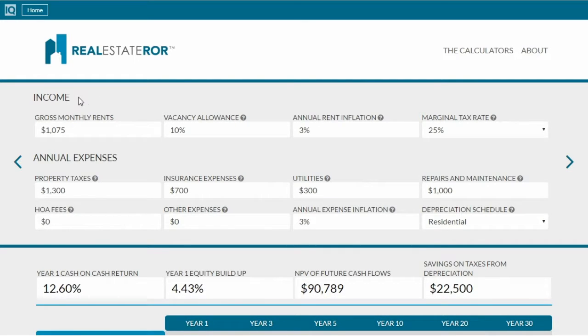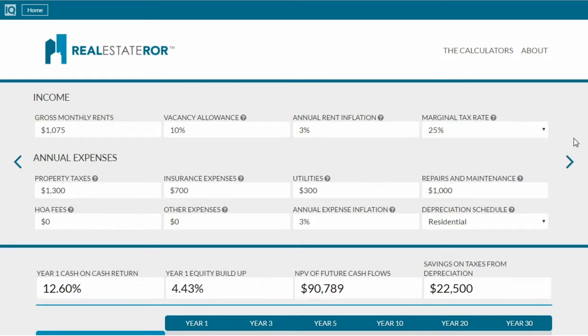Now, next you'll need to enter your projected income and rent. If you have any questions about any of the fields, just hover over the tooltip, and it will give you more information. After that, enter what you believe your annual expenses may be. Again, you can use the tooltips if you need to understand the meaning of individual fields.